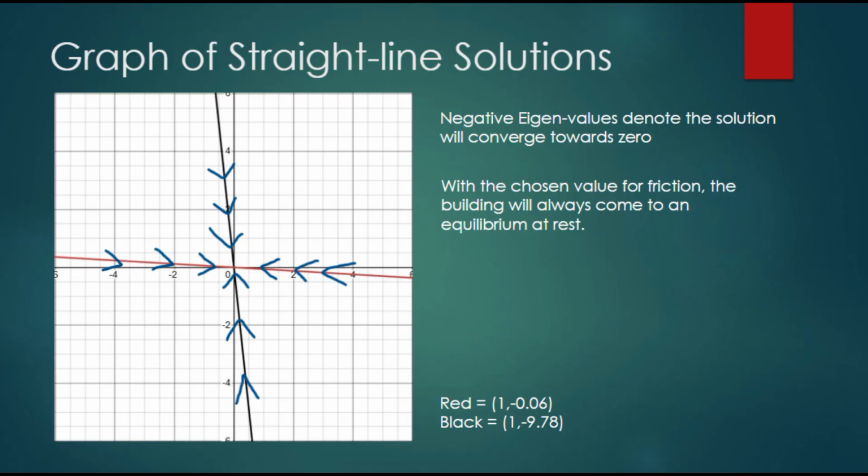Using these eigenvectors, we can graph them and find the straight line solutions for this model. And because both of the eigenvalues are negative, we can conclude that the straight line solutions are converging towards zero, which means that with any given horizontal displacement and velocity, the building will always want to come to a rest and an equilibrium at its starting position, which makes sense, as a building would only ever be in equilibrium when it's directly straight up and down and does not have any horizontal displacement.